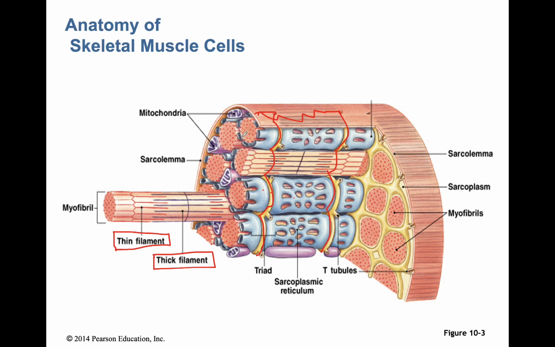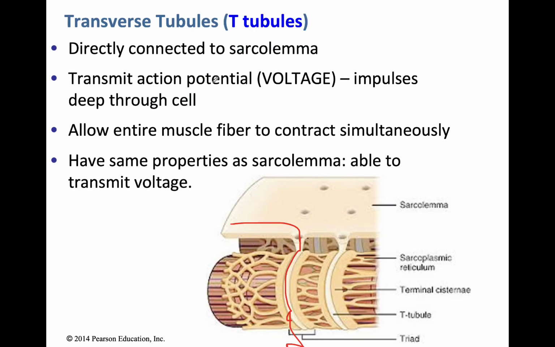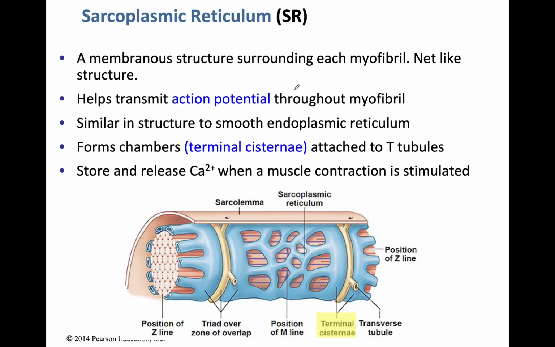Because how is it going to help you if you just contract the outer region of the muscle and you don't contract any of the middle of it? That would create a pretty weak force, I would say. So the T-tubules are there to transmit action potentials, also known as voltages, deep into the core of the cell. This allows the entire skeletal muscle cell to contract all at one time to create a nice, strong force.